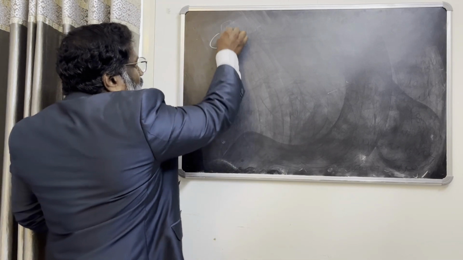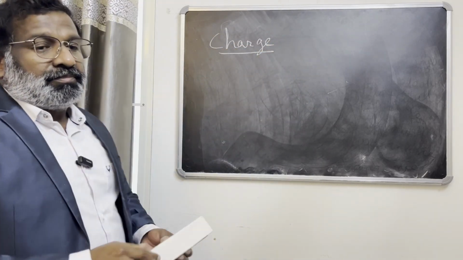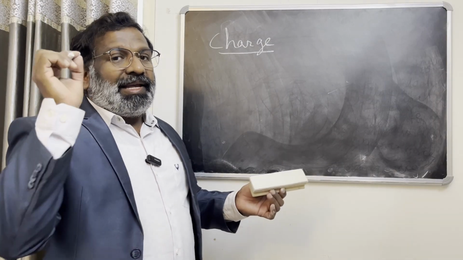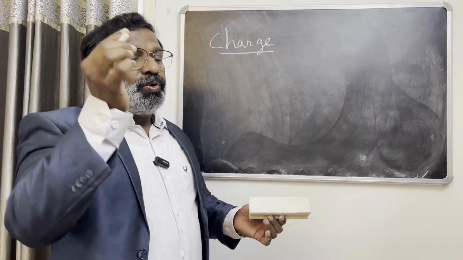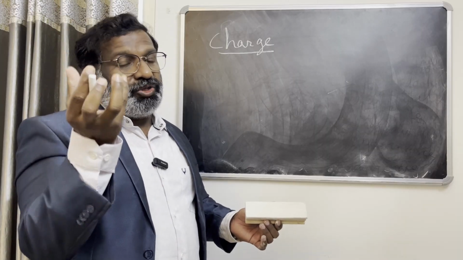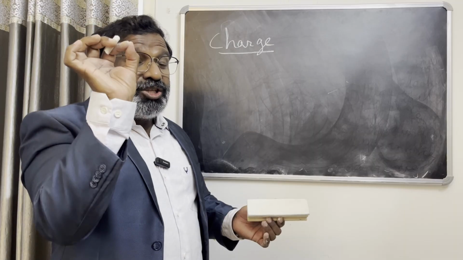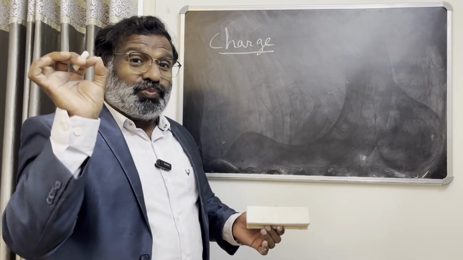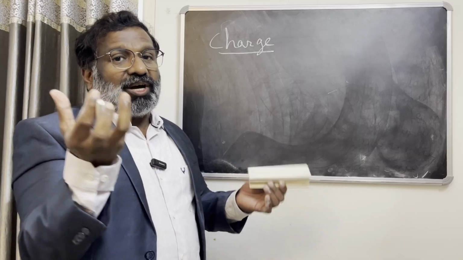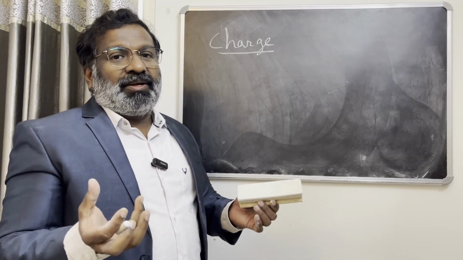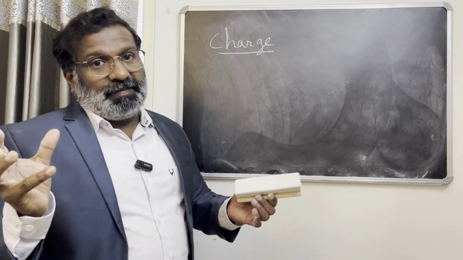Next we will discuss about charge. So as I told you earlier, electrons are negatively charged, protons are positively charged. Both have the same amount of charge, but they are opposite. But the charge possessed by one electron is very small. So it cannot be taken as unit of charge. If you want to measure charge, it should have a definite quantity. So the charge possessed by one electron cannot be taken as a unit of charge.